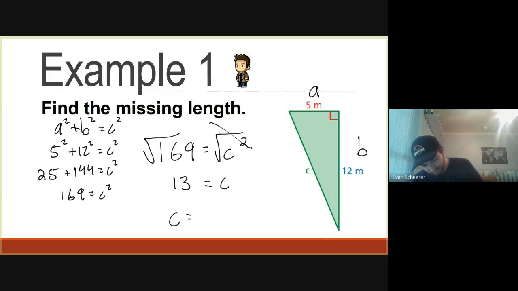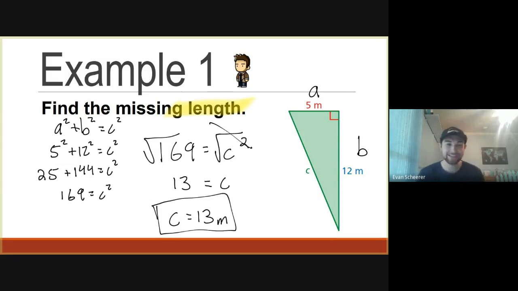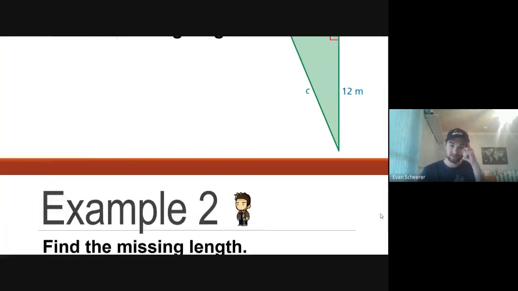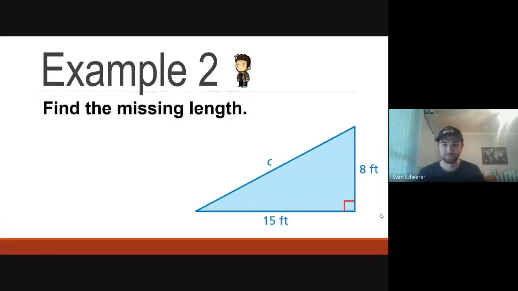So C equals 13. But we're not done because it's a length, right? Since it is a length, we have to put meters. And then we are done. That is A squared plus B squared equaling C squared. Let's go ahead and do another example.